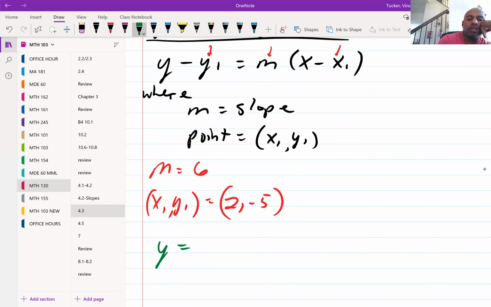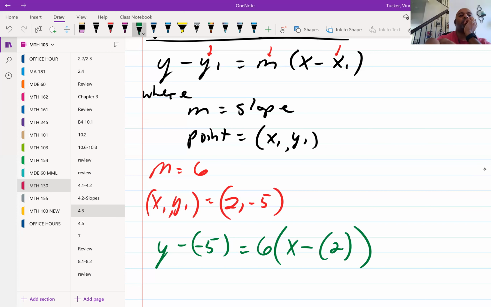So plugging in -5 for y1. Make sure you don't lose a negative. Your slope is 6. And then plugging in +2 for x1. Questions on the substitution?